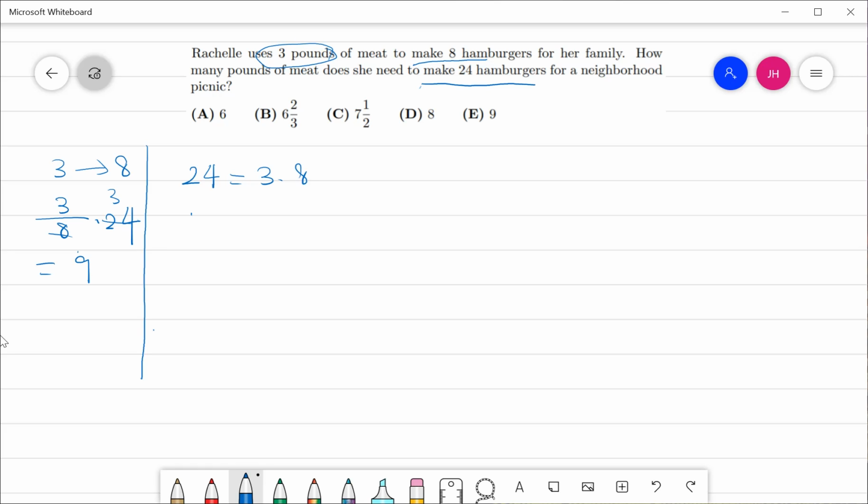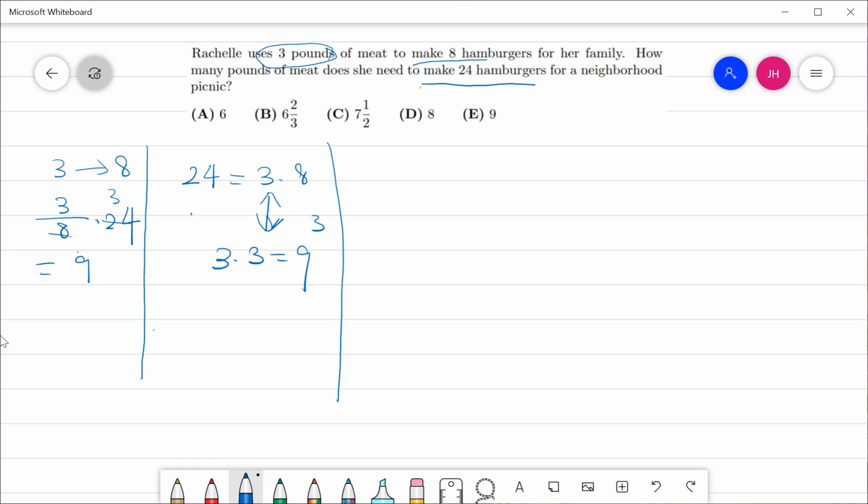Then we don't have to calculate how much meat is needed for 1 hamburger. We just want to know that we need 3 times whatever is required to make 8 hamburgers. And that's 3, right? So the answer will be 3 times 3. That's 9.